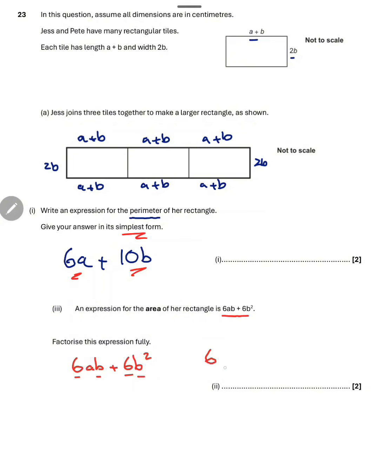B goes into this, and B goes into this. So B is a common factor as well. Now we just need to figure out what goes inside the bracket. 6B times something gets me 6AB. 6B times A gets me 6AB. And then 6B times something gets me 6B squared. Well, 6B times B, and it would be a positive B, gets me 6B squared. There's your final factorised expression.